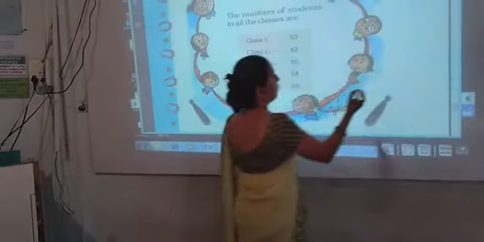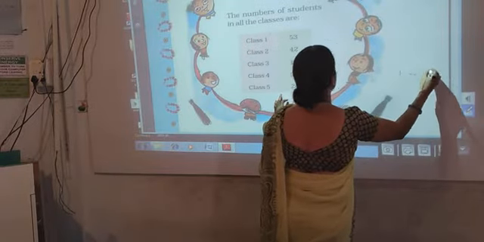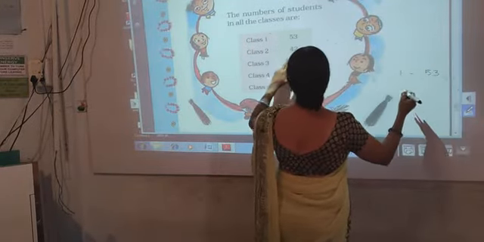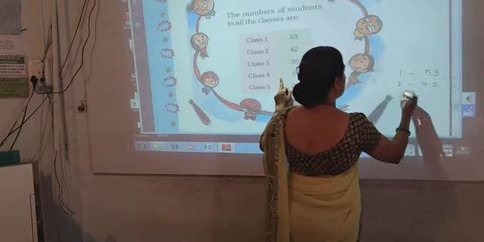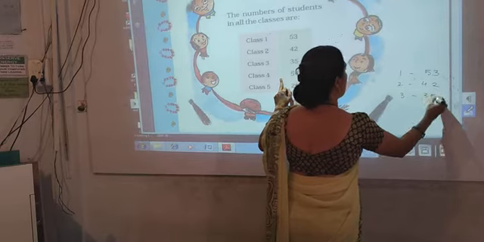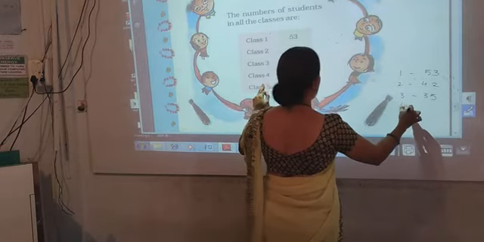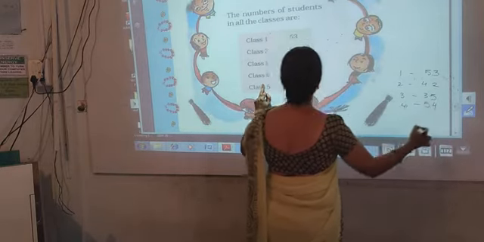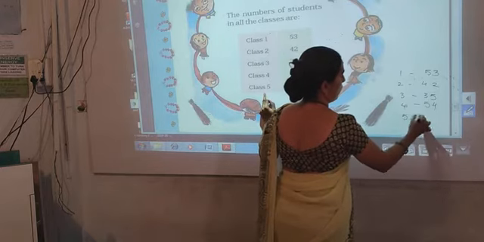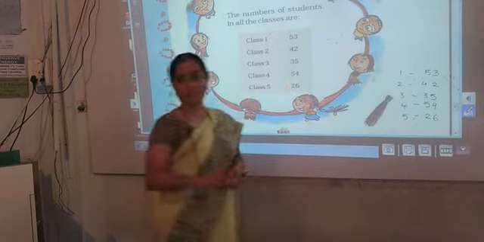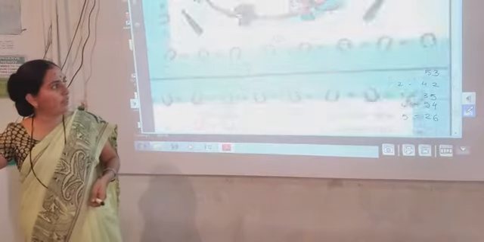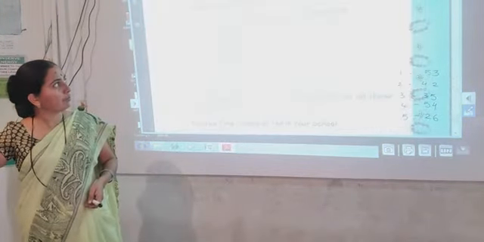Here I will write the numbers. Class 1, 53. In class 2, 42. In class 3, 35. In class 4, 54. And in class 5 there are 26 students. Now we are going to make the teams.